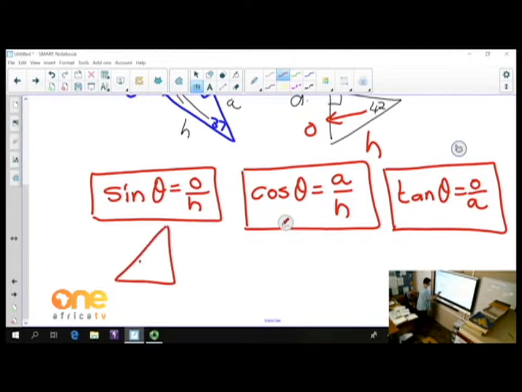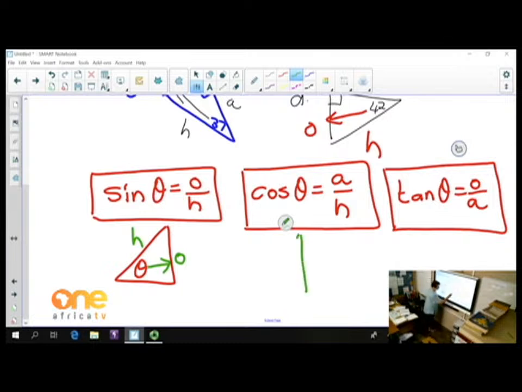So let's look at the sine one, and there's your marked angle theta. Theta is a Greek letter for any angle then there. It might be A, B, X, Y, Z. But we usually use theta here. So when will I use the sine theta? I will use it if I have the opposite and the hypotenuse. So the sides will tell you which function to use.